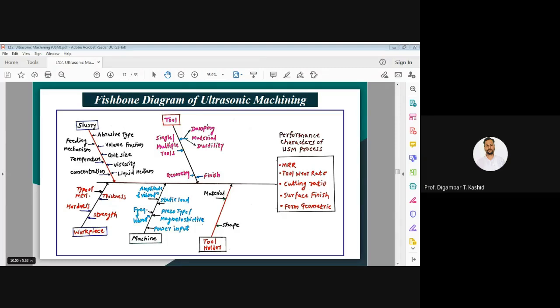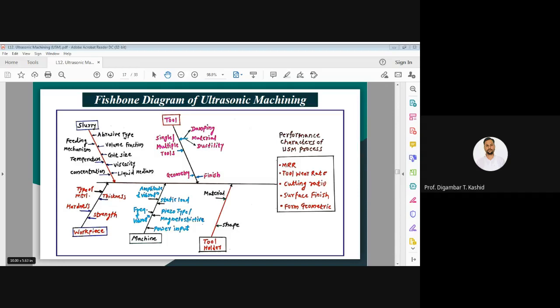Then another important parameter, you can see here in pink color, is our tool. In that, whether you are using a single tool or multiple tools, meaning more than one tool used for machining at the same time, that is called multiple tool. So whether you are using a single tool for ultrasonic machining or multiple tools, that also affects your performance.